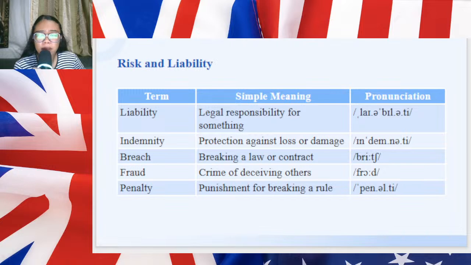Pronunciation-wise, we have three distinct sounds here, starting with pen, which is the stressed syllable here. It has a short e sound, and then followed by nal, which has a schwa sound, and then another sound is tee, which has a short e sound. Again, the stressed syllable is in pen, so this is penalty. Again, penalty. So those are the words or the terms for risk and liability. Now let's try to practice them.